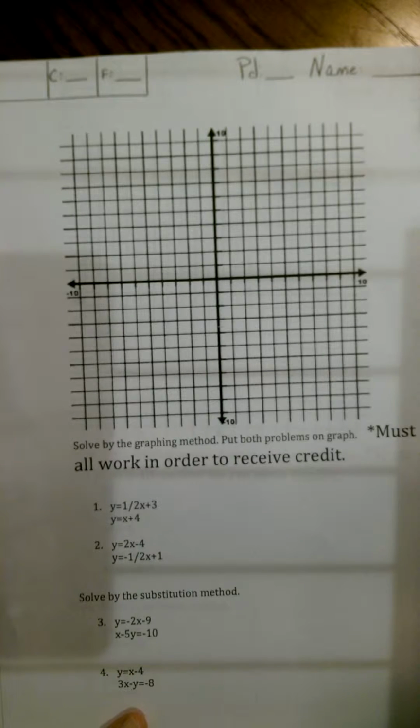Hey there, Miss Connor here, and I'm going to show you how to do number 1 and 2 from your quiz. This is so you can get half the points back for your quiz corrections. You have to show all your work.